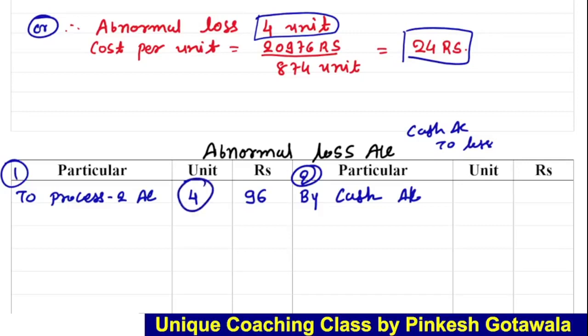4 units. Okay, we have 4 units of loss, so we will sell the 4 units, right? We have 4 units, so we should sell 4 units.